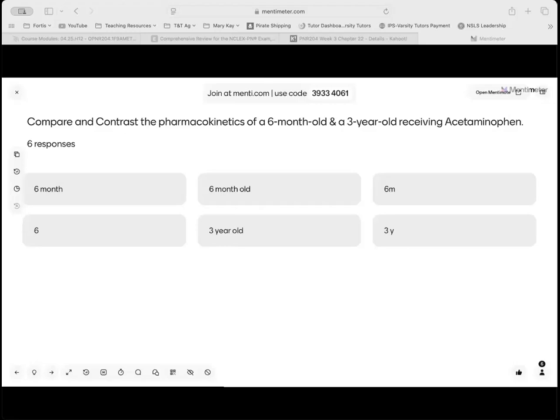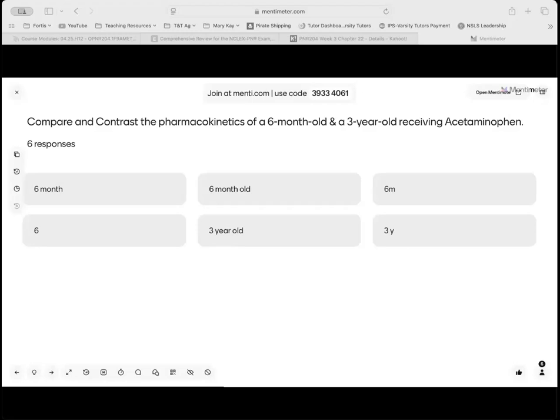Our 3-year-old is going to have that established GI system. All of those enzymes are going to be in there for breaking down medications, so they're going to be much more consistent. They also have more intestinal space, so we've got more areas to absorb that medication. They're going to function a lot closer to an adult than a 6-month-old, so they're going to be more predictable.